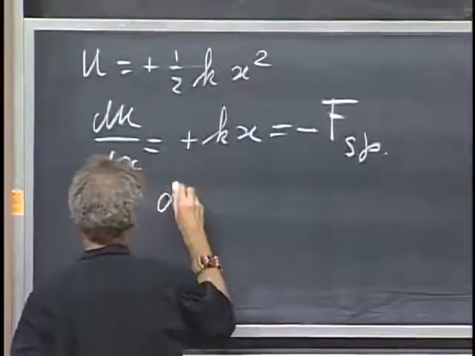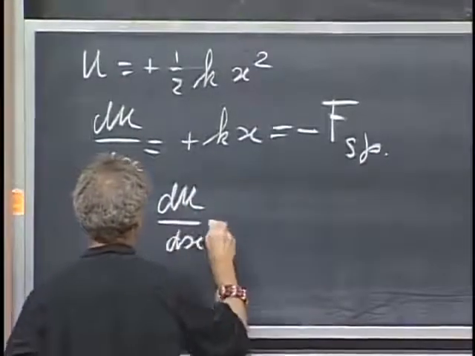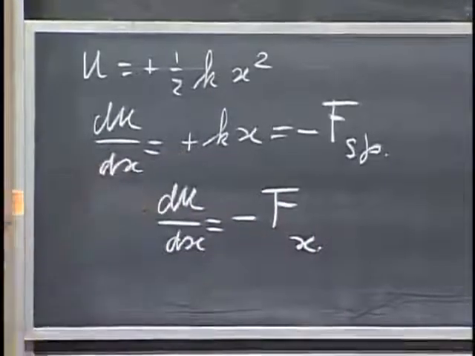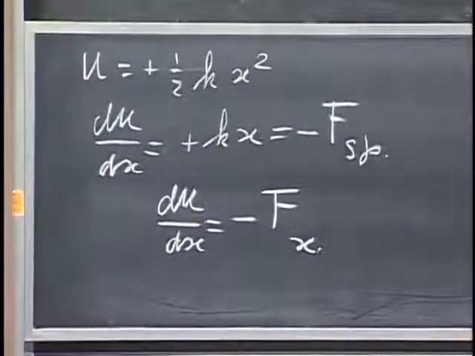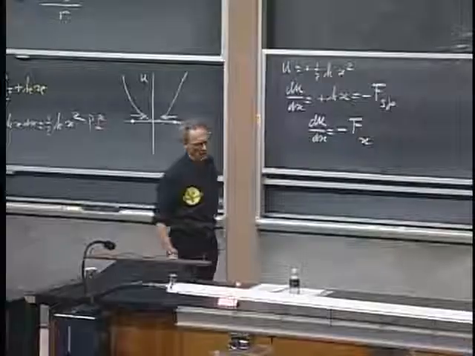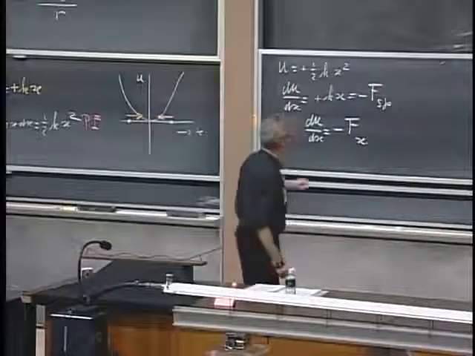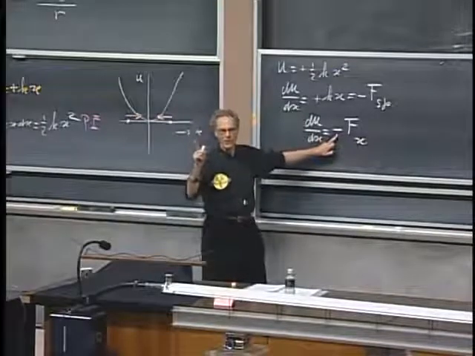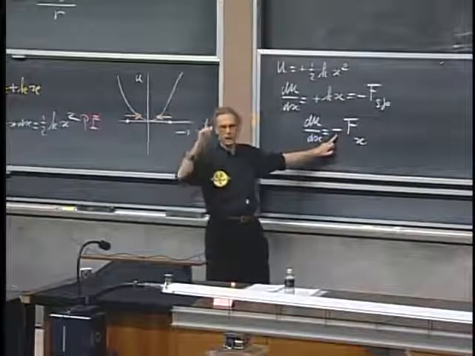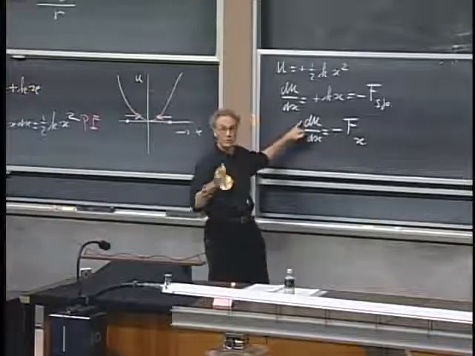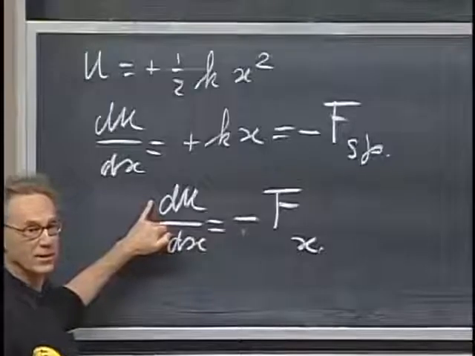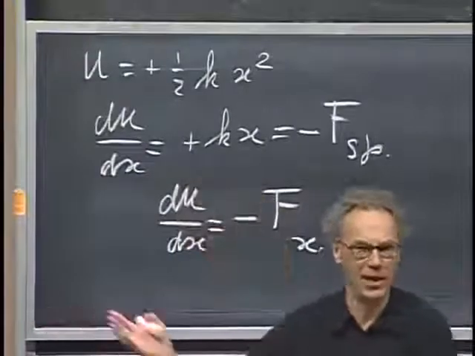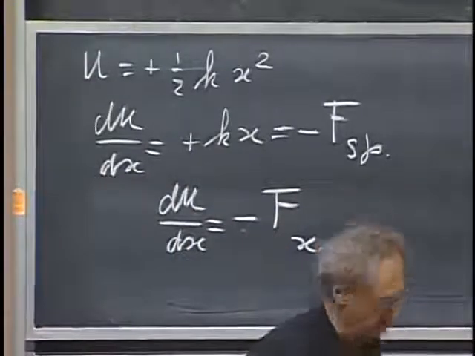So we have that dU/dx equals minus Fx, and I put the x there because it's a one-dimensional problem. It is only in the x direction. The minus sign is telling you that the force is always pointing in the direction which is opposite to increasing values of the potential energy. That is what the minus sign is telling you. It's staring you in the face, what I have been telling you for the past 5 minutes.